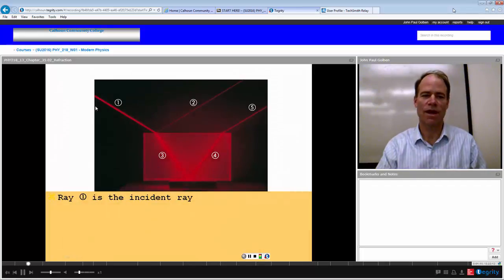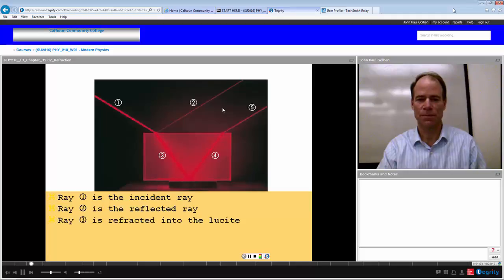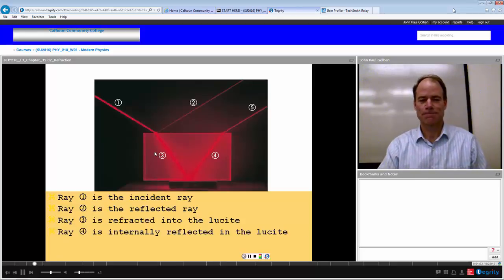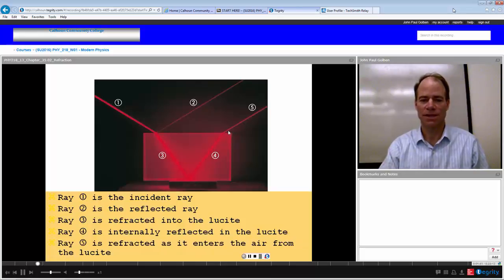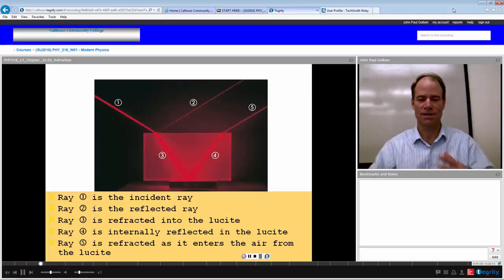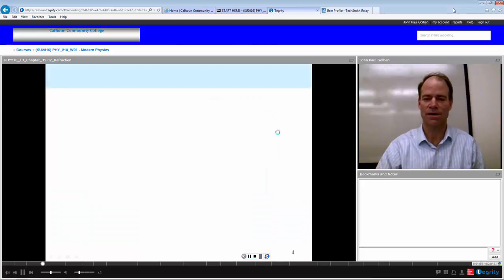Here's an example of rays. We have an incident ray, ray 1, coming into this lucite, and part of that ray is reflected as ray number 2, and part of it is refracted into the lucite and bent inward. Then we have ray 4 that is internally reflected off the other edge of the lucite, and as it's coming back up, it is refracted away as ray number 5. As we'll learn later, if we do some geometric analysis of this, we can see that ray 2 and ray 5 are actually parallel as they come out.